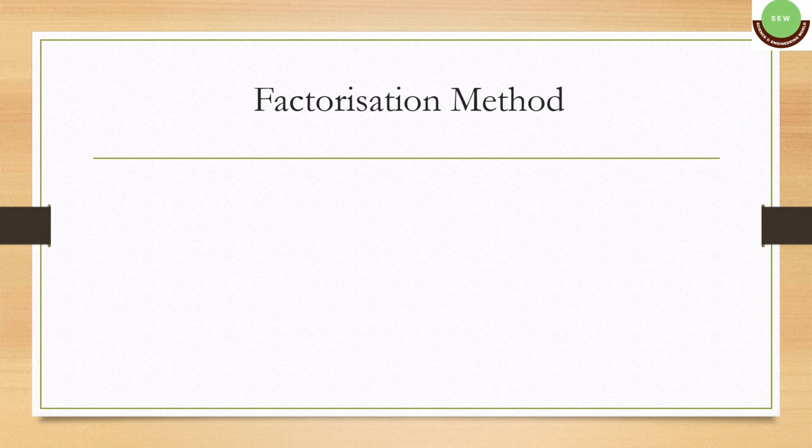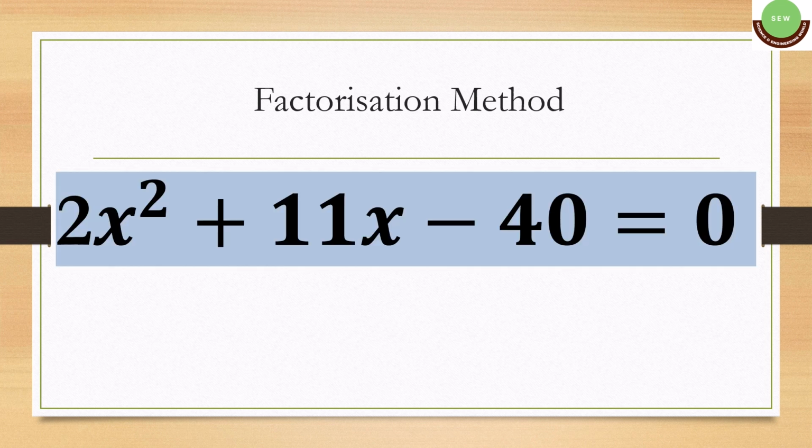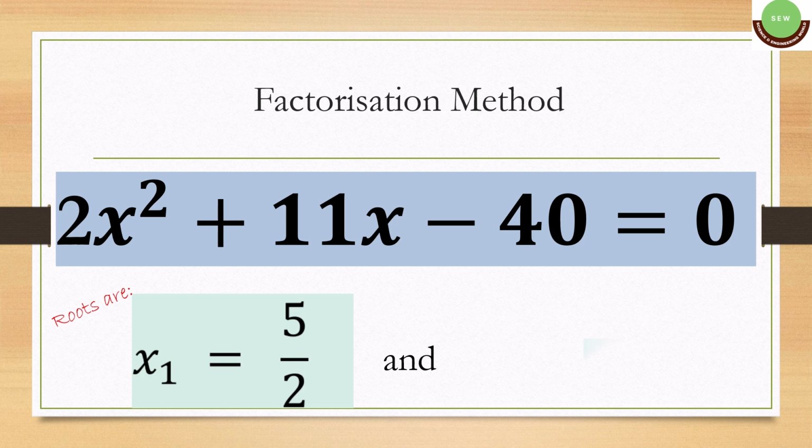Now we've come to the end of the factorization method, and we can see that the two roots we obtained, that is x1 equals 5 over 2, satisfy this equation, and at the same time x2 equals minus 8 satisfies the equation. And this is the factorization process.